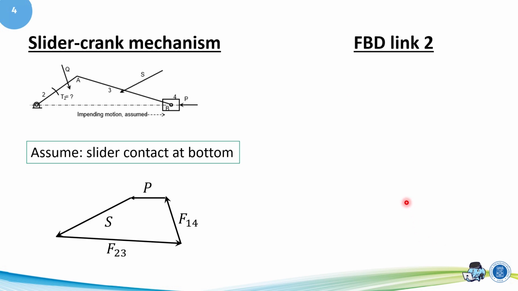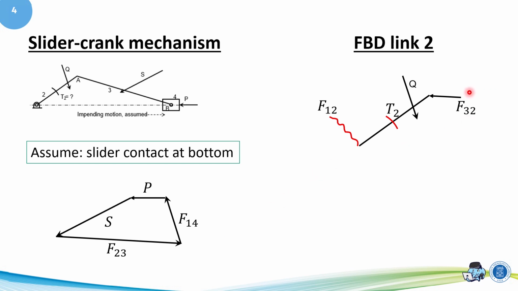The next procedure is to draw the free body diagram of link number 2. There is the external force Q, and we know the direction and the magnitude of F32 because we also know the magnitude and the direction of F23. F23 and F32 should be in opposite directions because of Newton's third law. And we have the couple T2, and at the pin O2 we have F12.